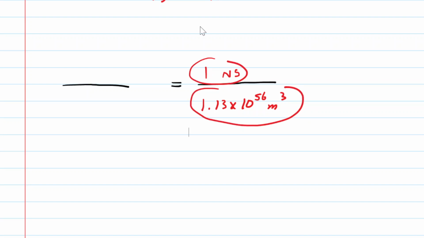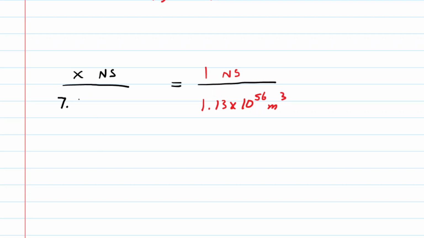That's great, but on the other side of the proportion, we're going to say that there are X neutron stars within the volume of the entire galaxy, which we calculated earlier. That was that 7.85 times 10 to the power of 60 meters cubed. So this is the proportion we can solve, and that'll give us X, the number of neutron stars within the entire volume of the Milky Way galaxy. Now, how do we solve this? Well, we can cross-multiply, would be one way.